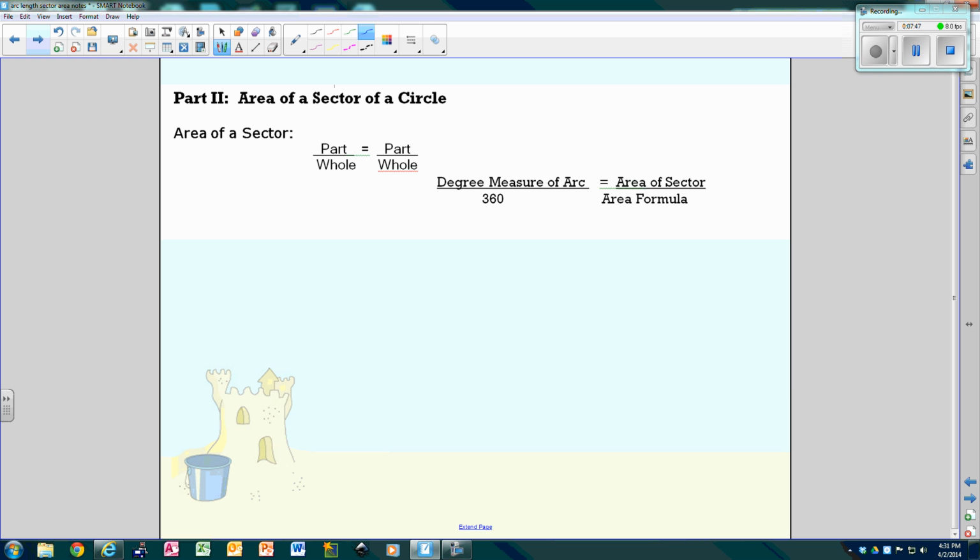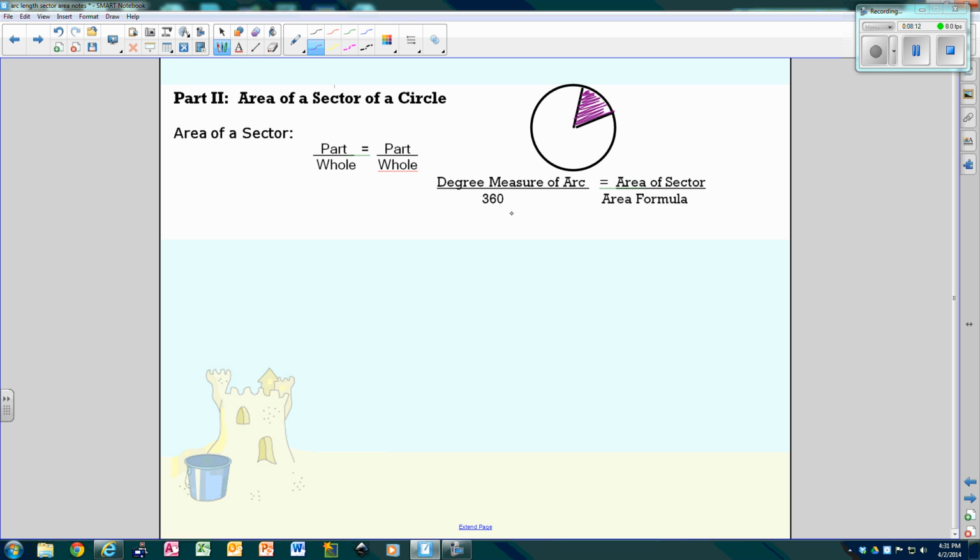A sector is nothing more than a slice, like a slice of pizza. So if you have a circle, and here's the center, that would be a slice of pizza. Well, today it's no longer a slice, it's a sector. So what we're going to do is find the area of a slice of pizza.